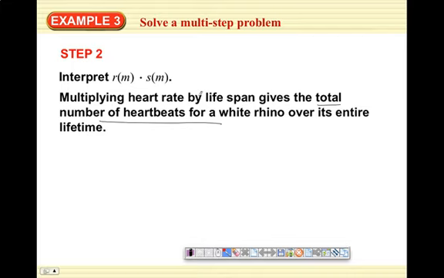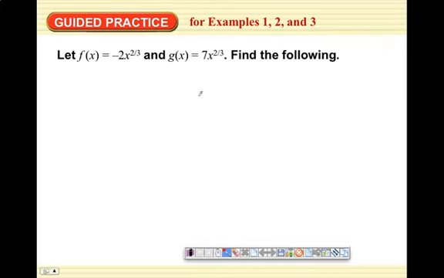Example 3, the word problem. Not too bad. Some guided practice. Let's look at this for a second, because this is a little bit different. It's x to the 2/3. So pay attention when you have an even index right here. Pay attention when you have an odd index. Even index, most of the time you can't have negative numbers. Okay, odd index, what could you have? Well, let's just look at this.